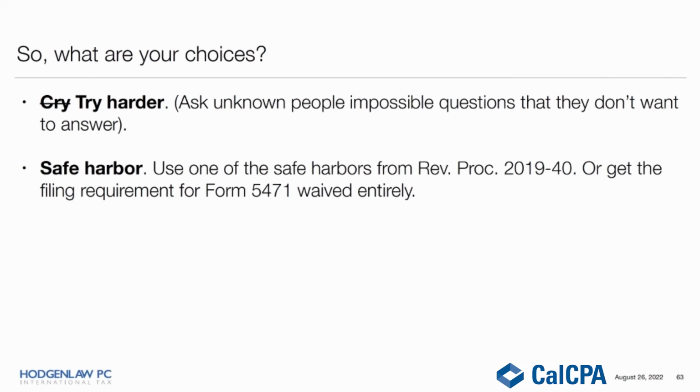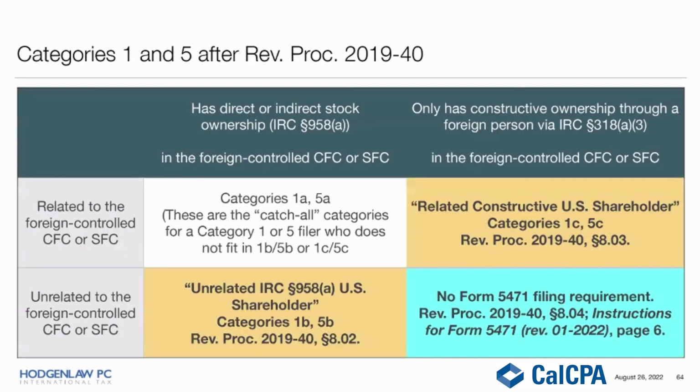But I think the other way that the government said is, okay, we've got these safe harbors in Rev. Proc. 2019-40. And in fact, in some situations, we're going to waive the Form 5471 filing requirement entirely. So that's what Rev. Proc. 2019-40 did. I'm not saying it did it perfectly, but it did something. Here's your summary of what's going on in Rev. Proc. 2019-40. So you will be able to figure out category 1 A, B, C or category 5 A, B, C.